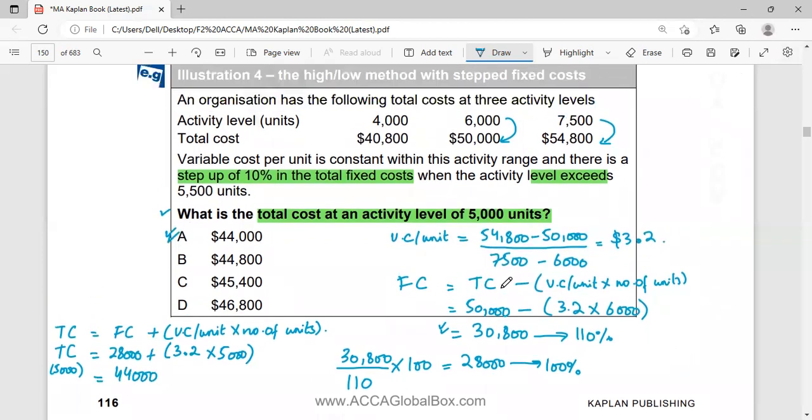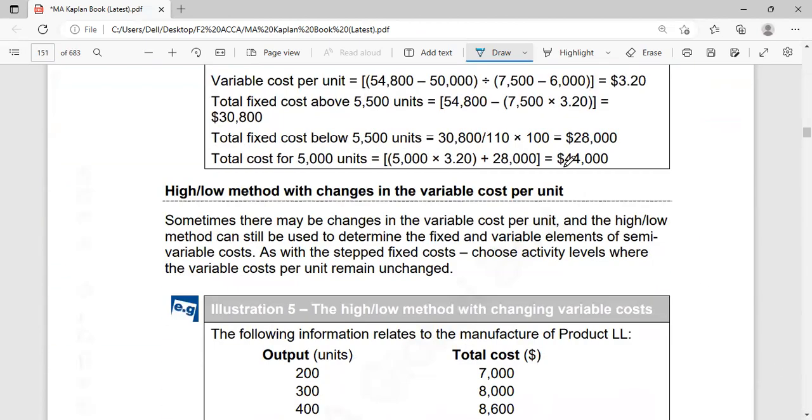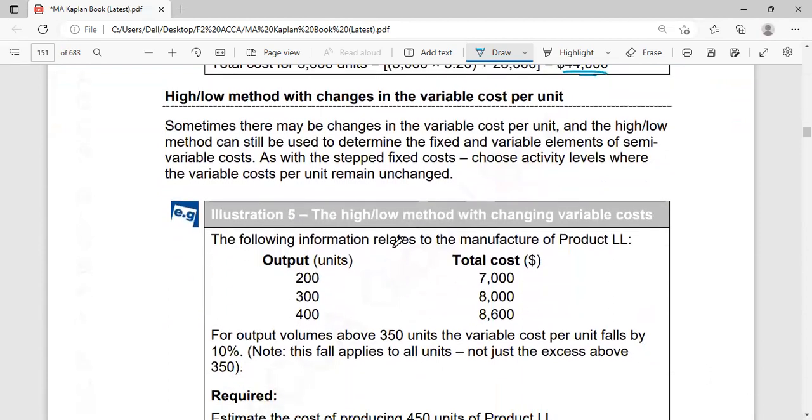Okay, so this is the high-low method with stepped fixed cost. Now let's move on to the next one. Here he has done this. It's 44,000. Now, high-low method with changes in variable cost per unit.